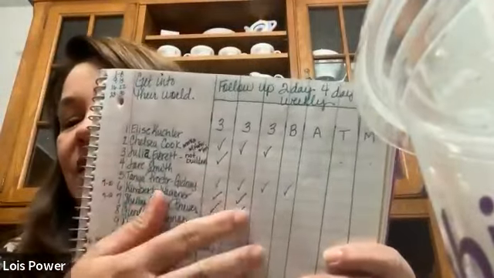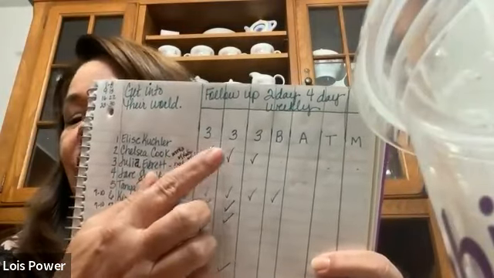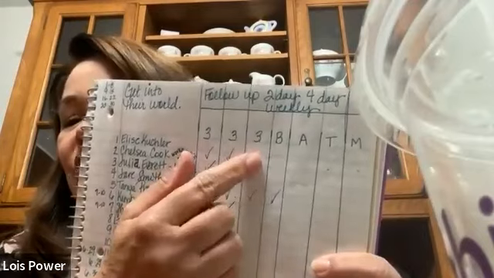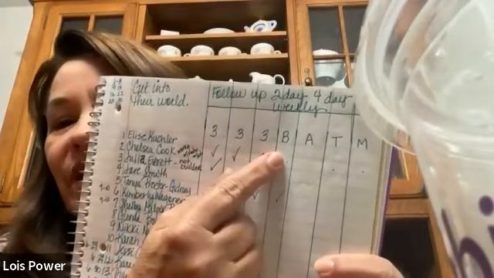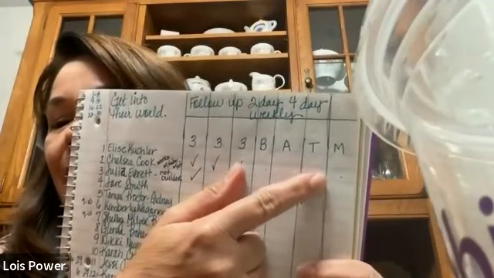So going across, if you want to make a little sheet like this, the first column title is 3, the next one's 3, the next one's 3, and then B as in boy, A as in apple, T as in time, M as in Mary. So 3, 3, 3, and then BATM. We're going to talk about what each of those columns stands for and what you actually do to check off that column.